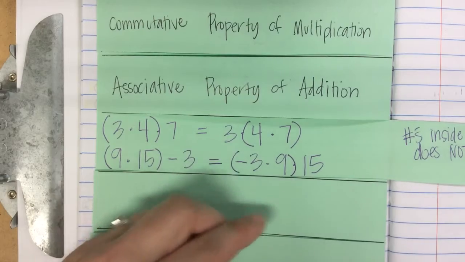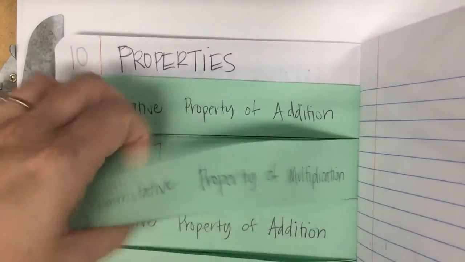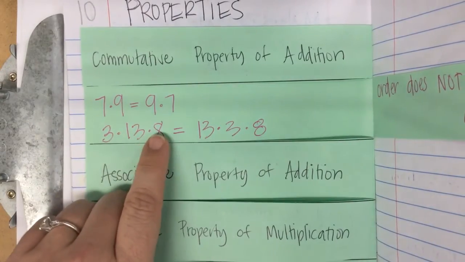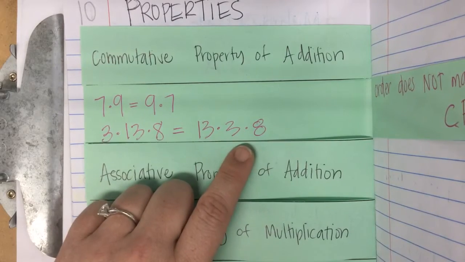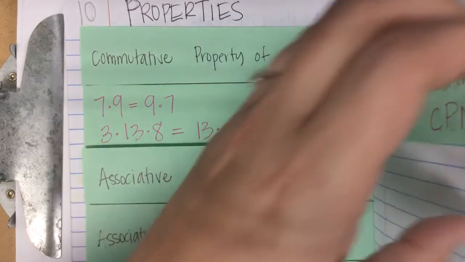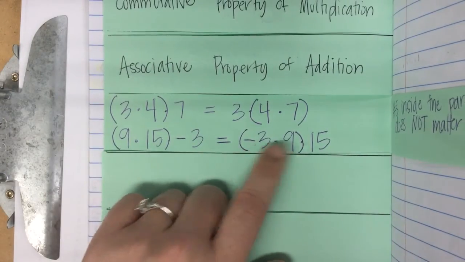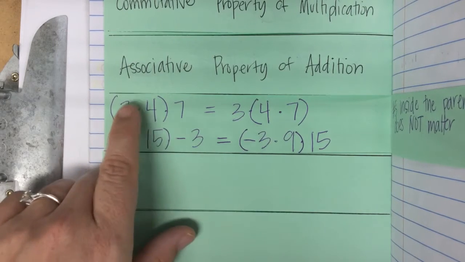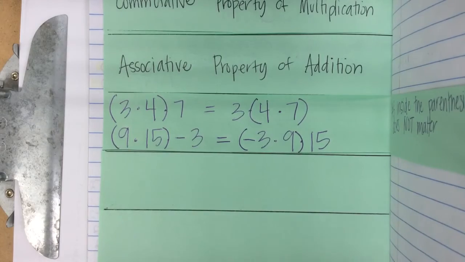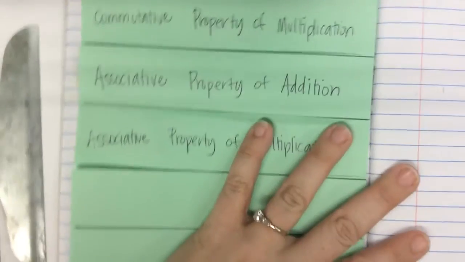Here's how I remember it. The commutative property is like a community. It doesn't matter what order you are, any of that business. Commutative is community. They love each other no matter what. Associative, the numbers only associate with certain numbers. They're in groups. They're in grouping symbols. They're fancy. All right, next one.